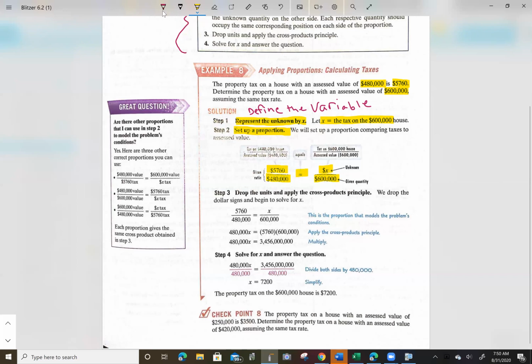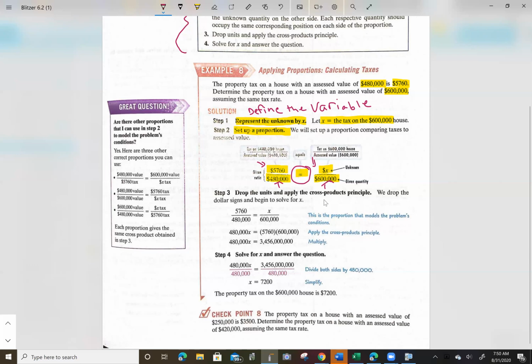What matters is that if the house price is on the denominator on the left-hand side, then the house price needs to be on the denominator on the right-hand side, okay? If it had been the opposite, you could have had the taxes on the denominator on both sides. So when we have a proportion, it doesn't matter which variable is on which side of the proportion, but it has to be the same on both sides, okay?